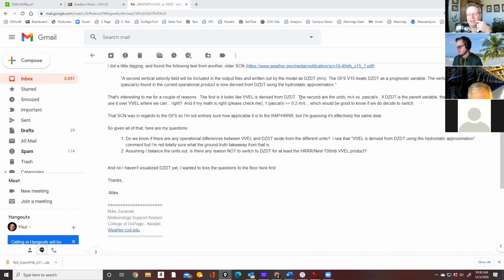So one of them is dz. The second are the units, meters per second versus pascals per second. If dz/dt is the parent variable, I feel that's a reason to use it over vertical velocities, right? And 1 pascal per second is about 0.2 meters per second. That's not exactly right, but it's close.